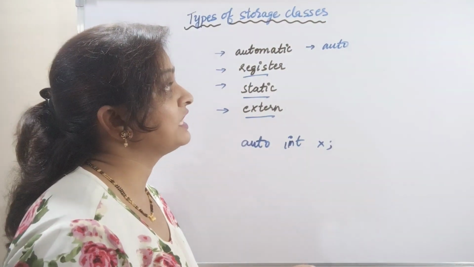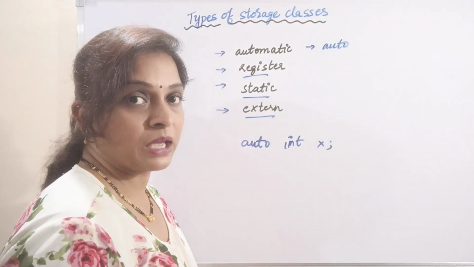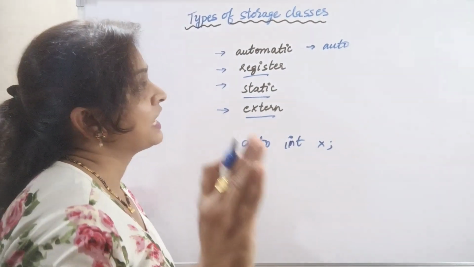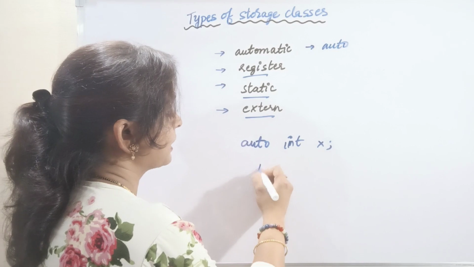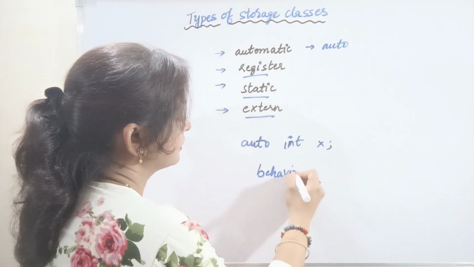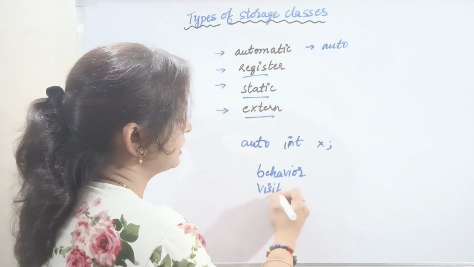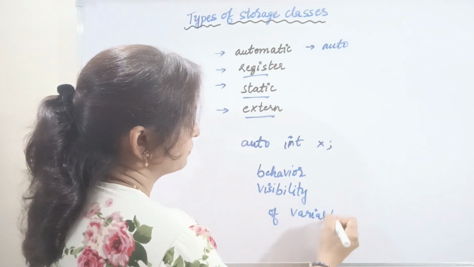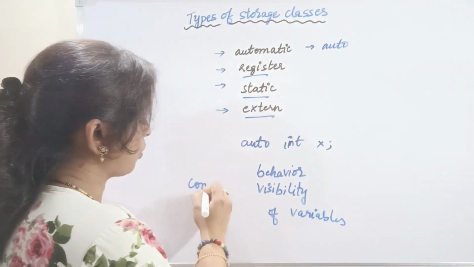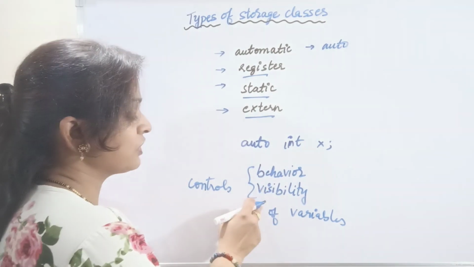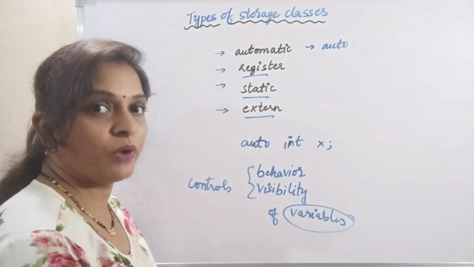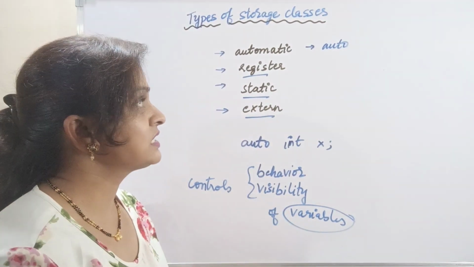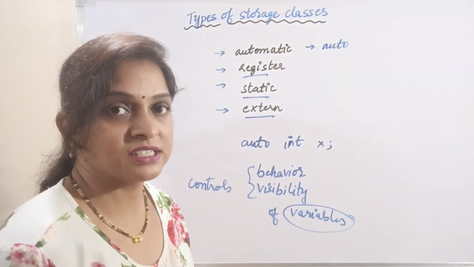Let us understand all these things with separate programs in different sessions. And finally, let me conclude today's class about storage class. It is the one which specifies the behavior and visibility of variables. Storage classes control the behavior and visibility of variables. How is it going to control the behavior and visibility of the variable? Let us understand this with the different storage classes in different sessions.